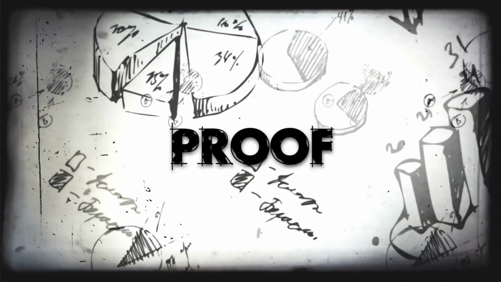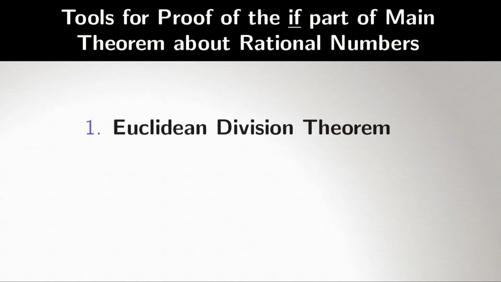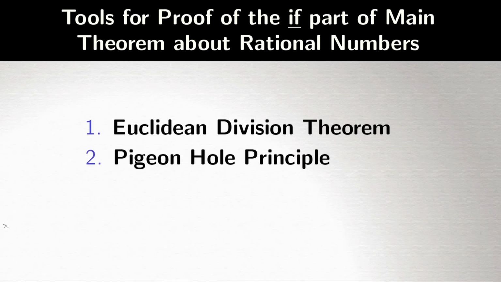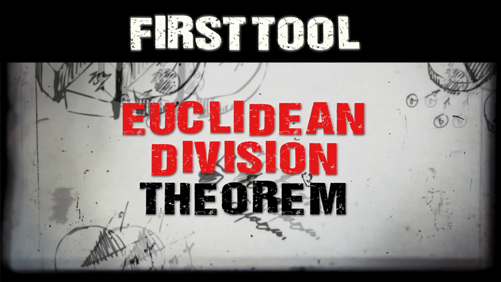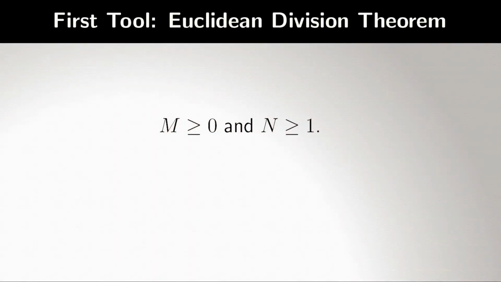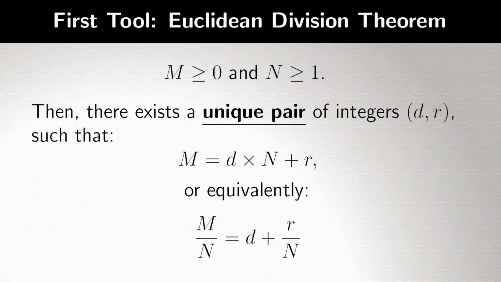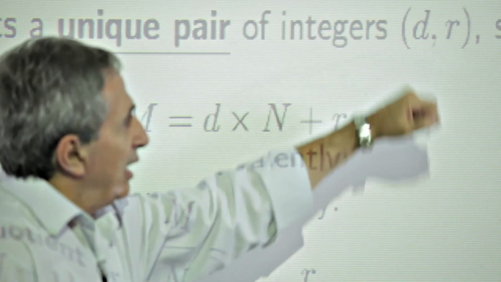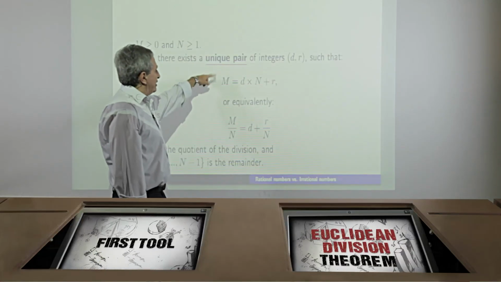To prove this result, we need two tools. The first one is the Euclidean division theorem, and the second one is the Pigeonhole Principle. First tool, the Euclidean division theorem. Statement: two integers, capital M, which is greater or equal than 0, and capital N, which is greater or equal than 1. Under this assumption, there exists a unique pair of integers, d, r, such that we have this equality.